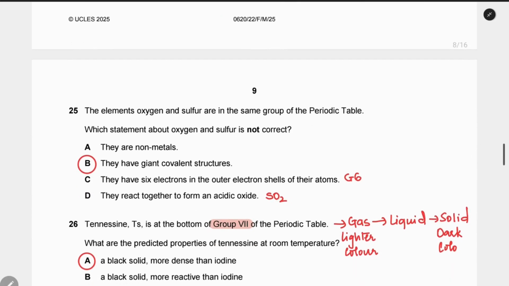Next question. The elements oxygen and sulfur are in the same group of the periodic table. Which statement about oxygen and sulfur is not correct? First we should know that oxygen and sulfur belong to the same group. So they are non-metals. Okay, this is correct. They have giant covalent structure? No. They have 6 electrons in the outermost shell because they belong to the same group, which is group number 6. They react together to form an acidic oxide. So yes, the gas is sulfur dioxide.